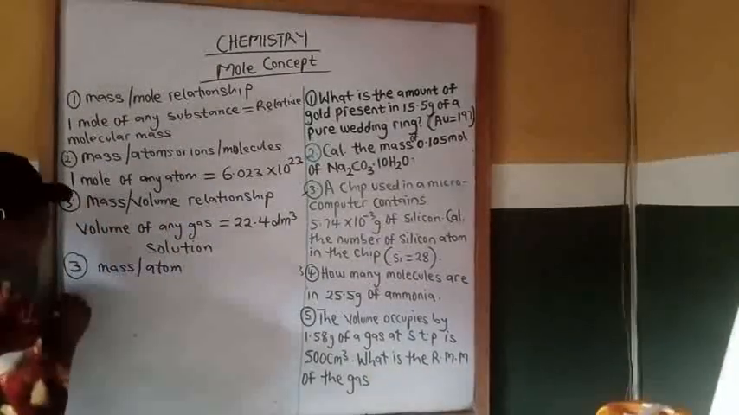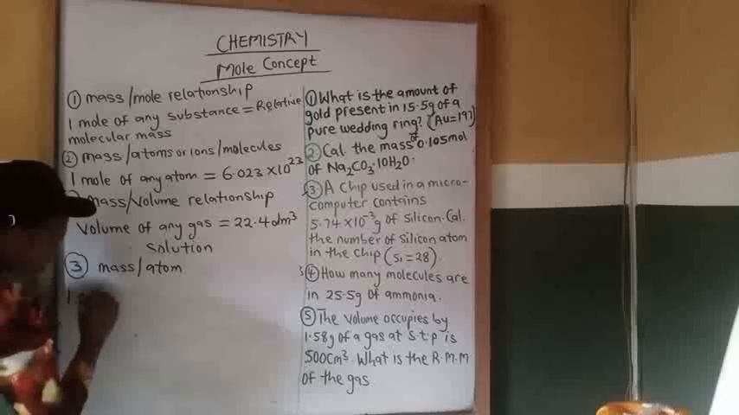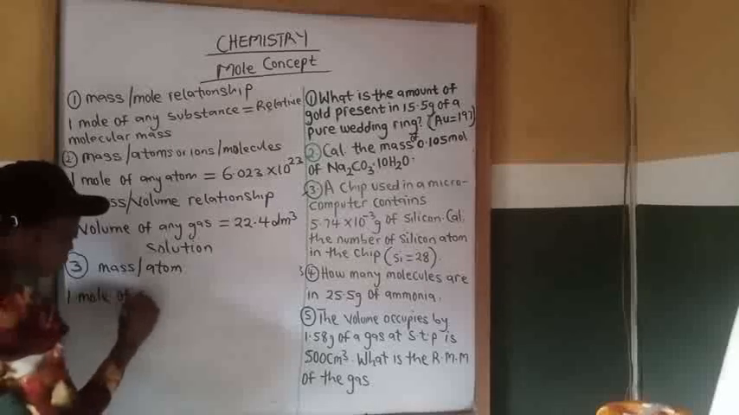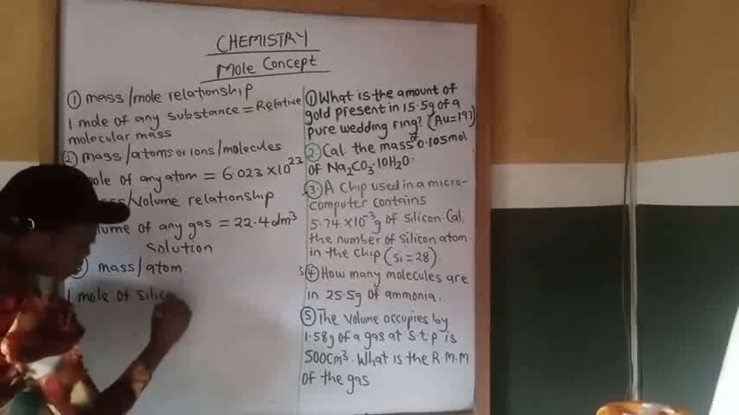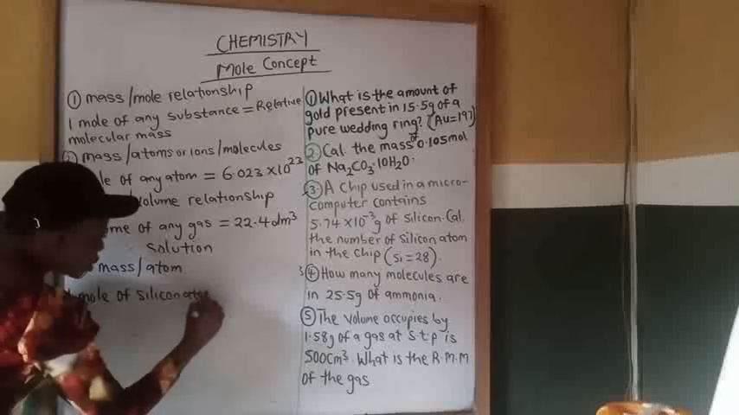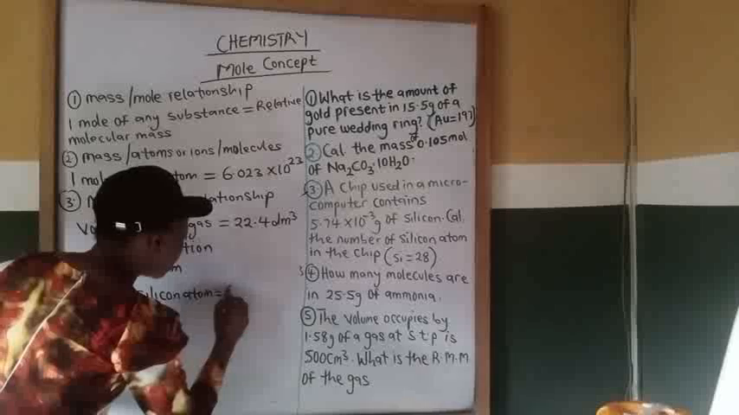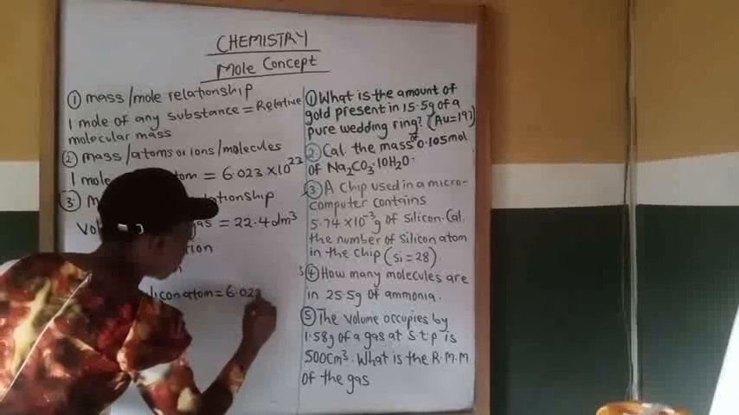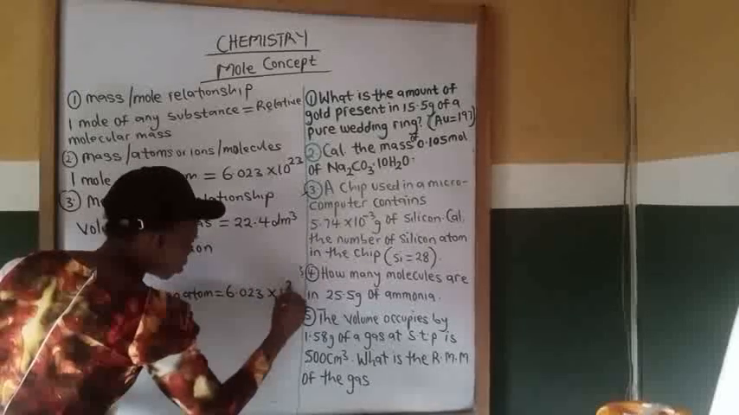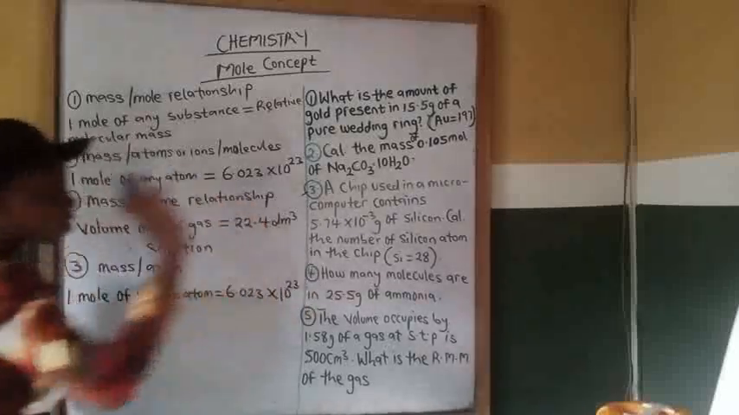So now you write 1 mole of silicon atom equal to your Avogadro's number, which is 6.023 times 10 raised to power 23. That is the first step to take.